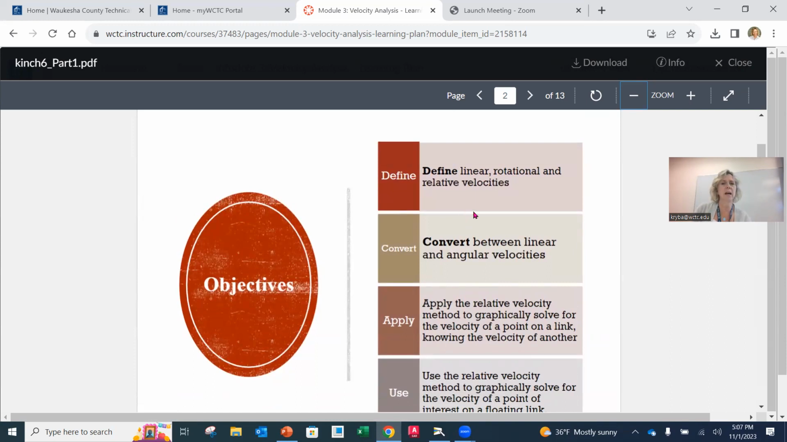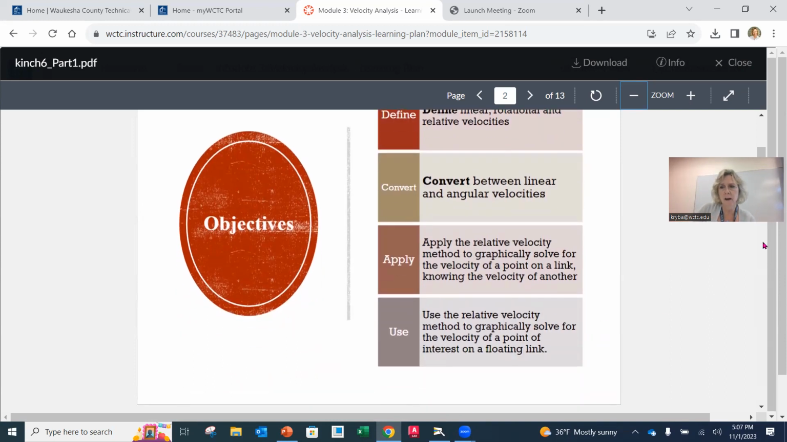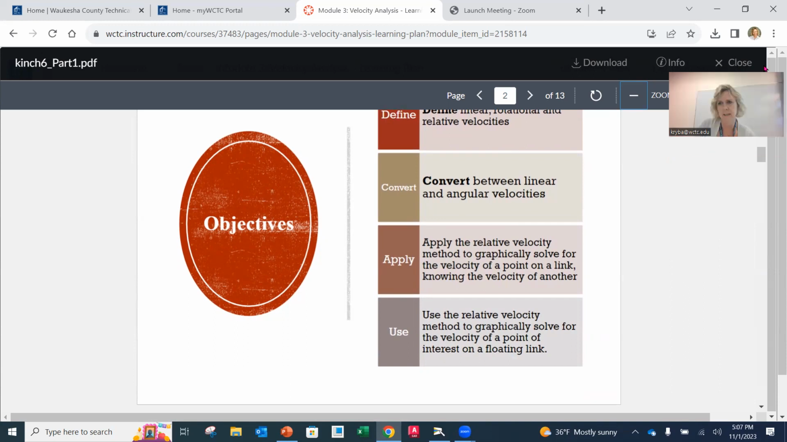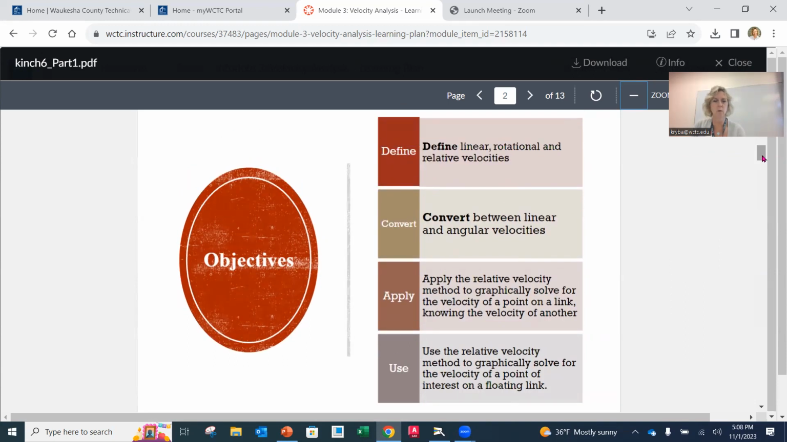So objectives of this chapter. First of all, we're going to be dealing with all different types of velocity. And the 2 main types are going to be linear and rotational. And then additionally, we're going to be finding out what relative velocities are. And then we're going to be converting between linear and angular velocities, as well as different unit types. And then we're going to be applying the relative velocity method to graphically solve for the velocity of a point on a link, knowing another velocity on a different link.